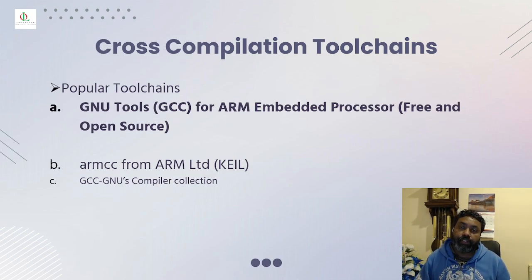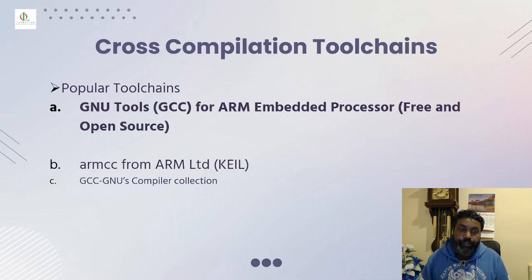Still talking about cross compilation toolchains, there are two popular toolchains. The most popular one anyone goes for is the GNU tools, the GCC tool. GNU is an abbreviation of GNU, not Unix. It's for ARM embedded processors. It is free and open source. All you have to do is Google GNU, and you can download and start to use the compilation tool. But if you have already downloaded STM32CubeIDE, the GNU tool is built in, so it will be there. If not, I'm going to show you now how to separately download and install it.